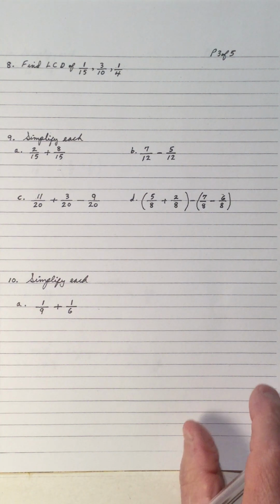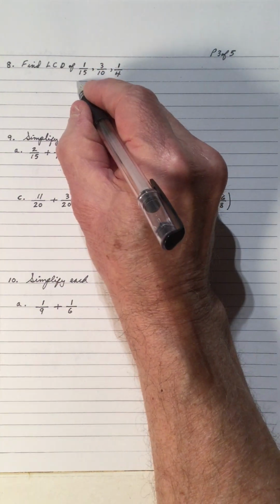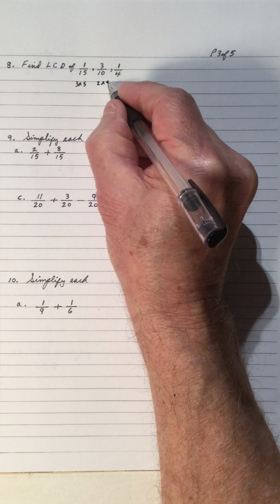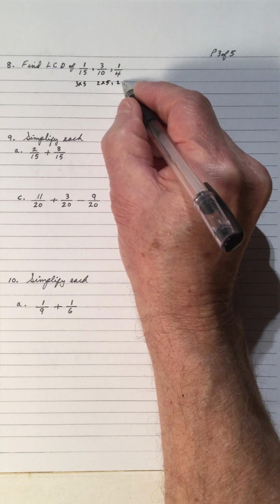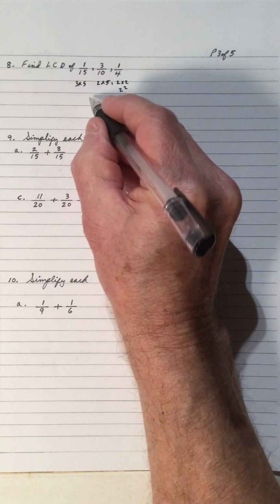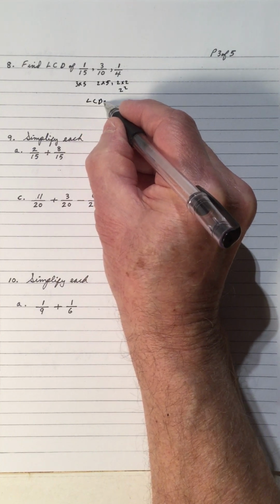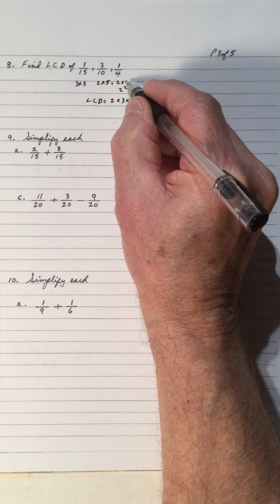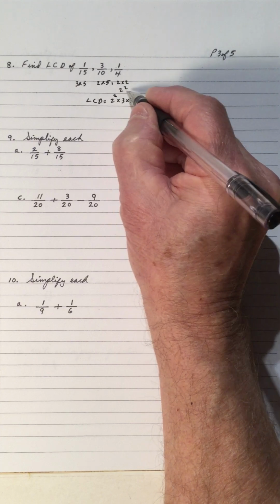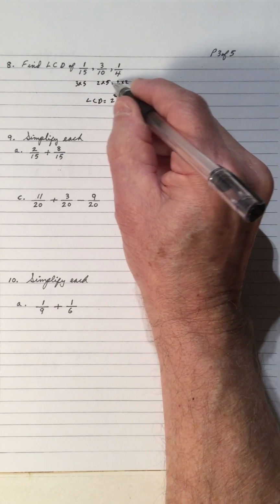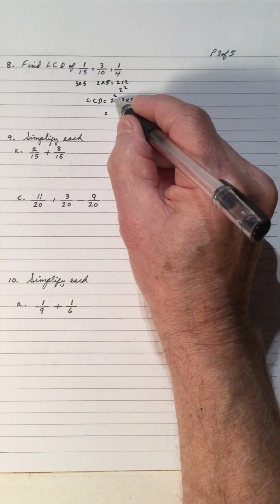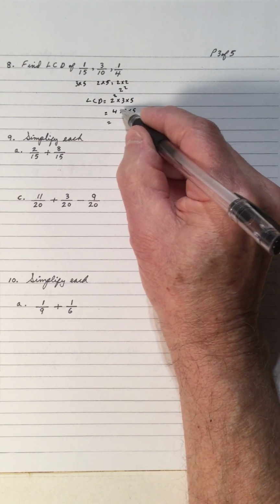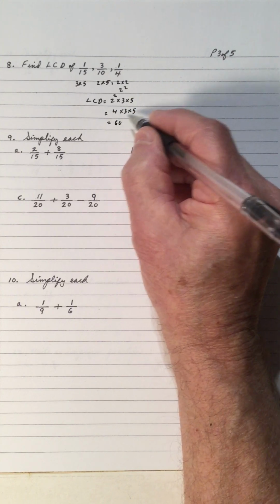Number 8, find the LCD of 15, 10, and 4. Again, 15 is 3 times 5. 10 is 2 times 5. And 4 is 2 times 2, which is 2 squared. So for the LCD, write down each factor. We have a 2, a 3, and a 5. The largest power of 2 is 2 squared. The largest power of 3 is 1. The largest power of 5 is 1. So that's 4 times 3 times 5, so that's 12 times 5. So the LCD is 60.